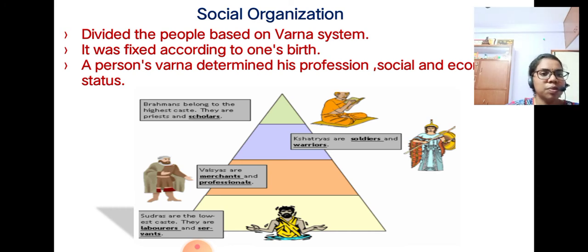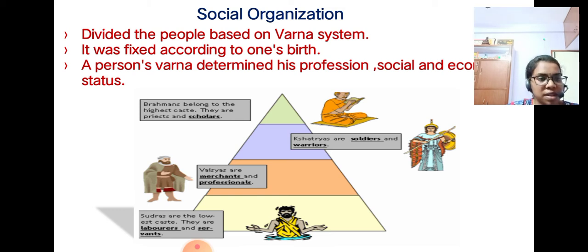Now we are going to see the social organization. During the period of Janapadas and Mahajanapadas, they divided the people based on Varna system. It was fixed according to one's birth. A person's Varna determined his profession, social and economical status. They divided into four categories.